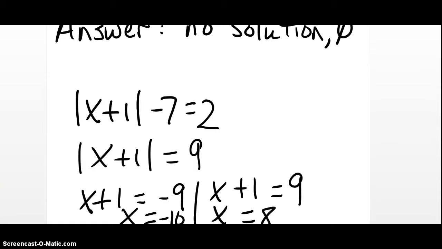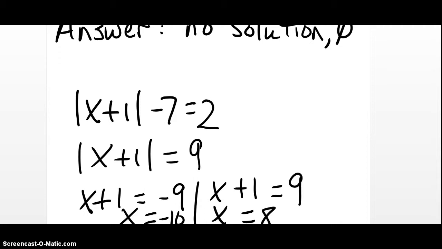Okay, let's look at our next equation. The absolute value of x plus 1, minus 7, is equal to 2. The last couple of problems, the absolute value was already isolated when I gave you the equation. Now in this one, the absolute value is not alone on one side of the equation. So what you need to do in any equation or any inequality is you need to get the absolute value isolated. So the first thing we're going to do here is get the absolute value of x plus 1 alone by adding 7 to both sides.